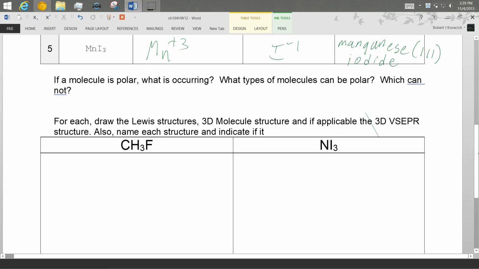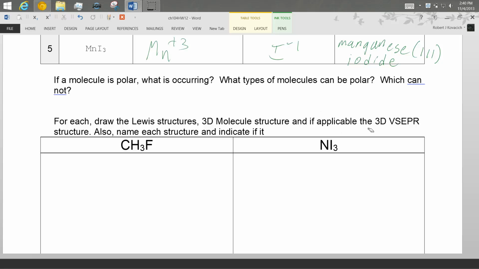If a molecule is polar, what is occurring, and what types of molecules can be polar and which cannot? So what's occurring in a polar molecule? How does that happen? So we want to put that together in one phrase? I like what you said, mixed with what he said. It's due to a larger electronegativity, but what is actually happening? Uneven sharing. Perfect. Uneven sharing of electrons.